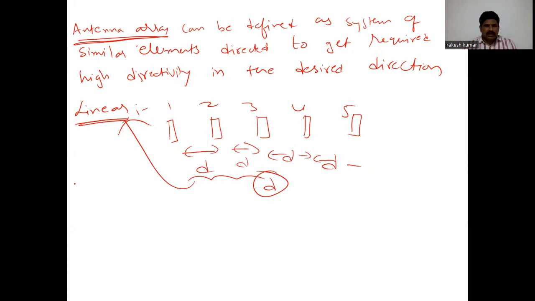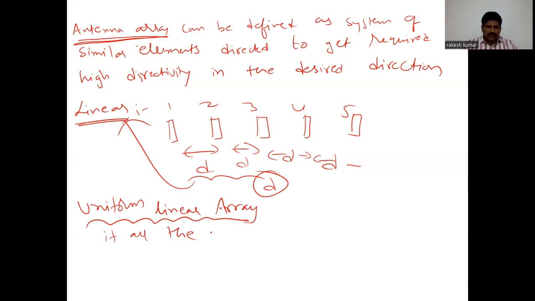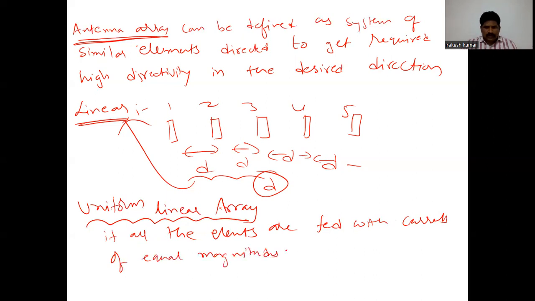Similarly, a linear array is said to be a uniform linear array if all the elements, meaning antennas, are fed with currents of equal magnitude with a progressive uniform phase shift along the line.